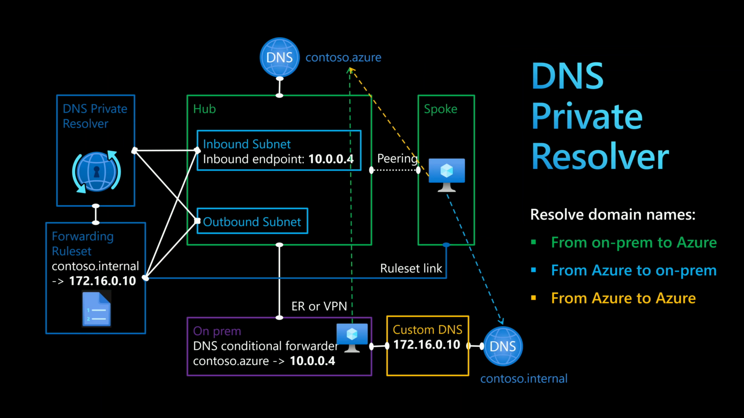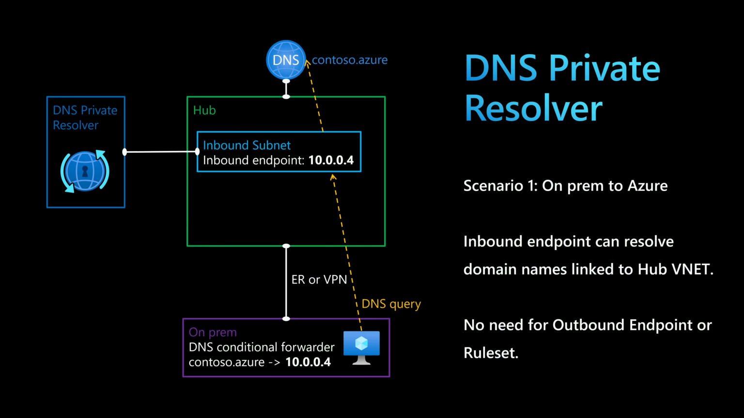The Azure DNS Private Resolver unlocks three scenarios for connectivity: on-prem to Azure, Azure to Azure, and Azure to on-prem. This architecture combines all three use cases within one single architecture, but we'll go through each one of these use cases to understand better how it works. And we'll start first with the on-prem to Azure connectivity.